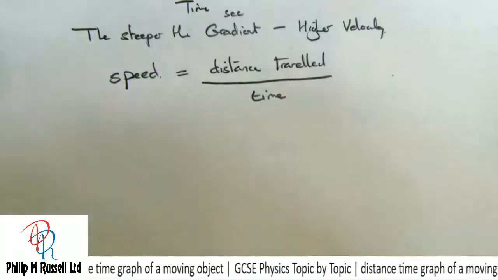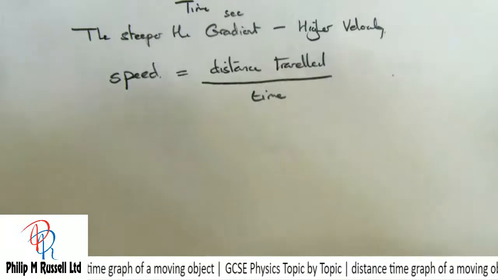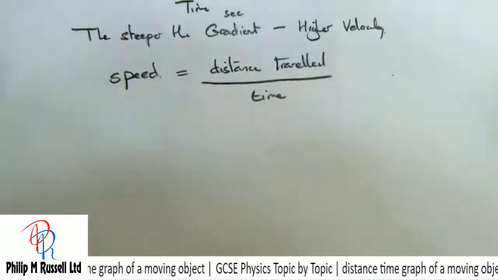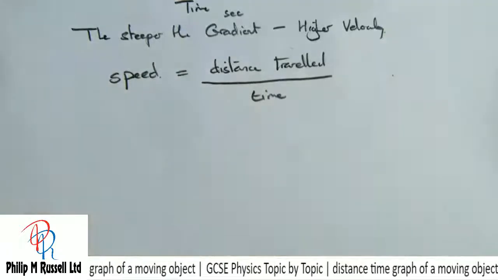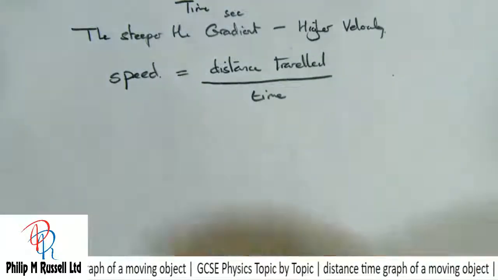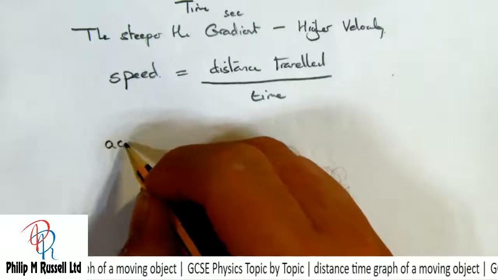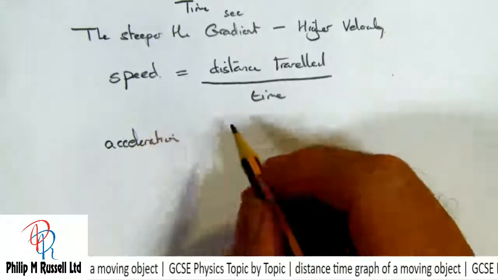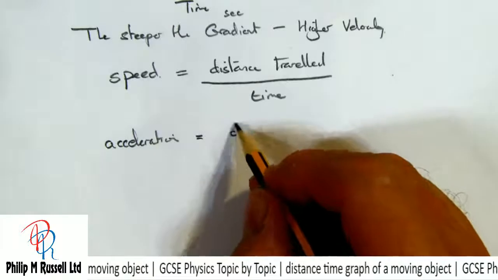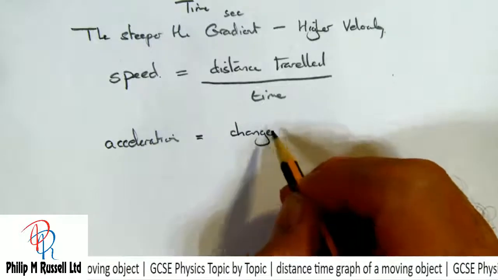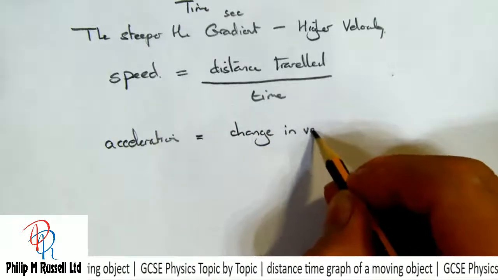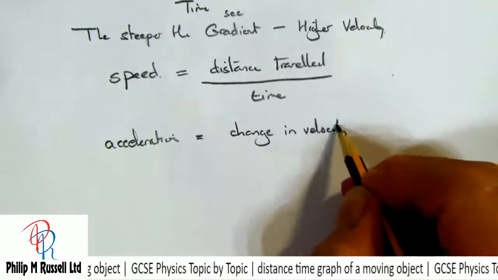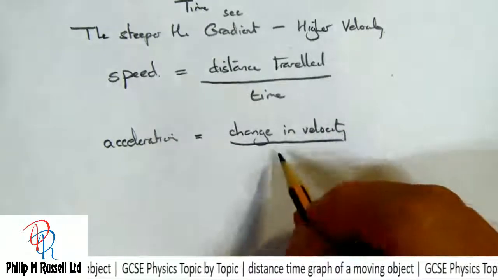Now let's have a look at acceleration, and for this we're going to have a look at another equation. I'm going to see that acceleration equals the change in velocity divided by time.